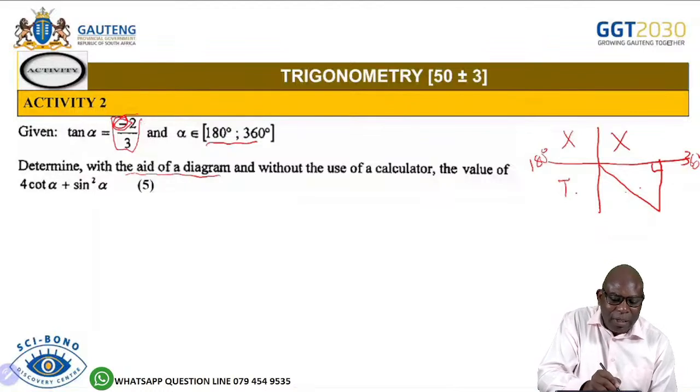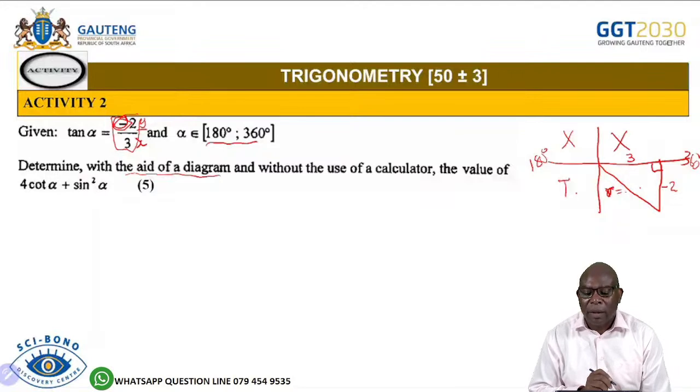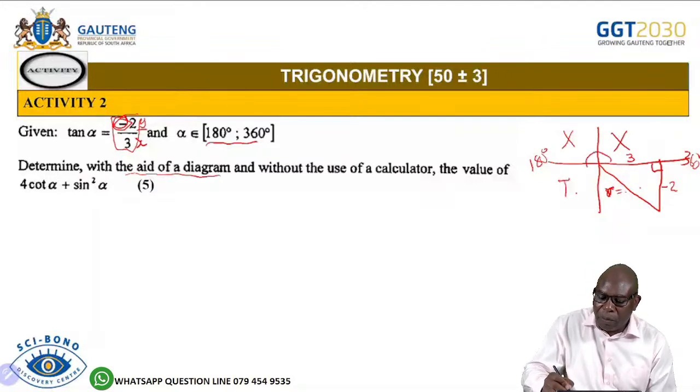Then I know tan is y over x. So my y value is -2. My x value is 3. Then I need the r value. How do I get it? Pythagoras. Okay. So my angle that I'm working with is an angle alpha.